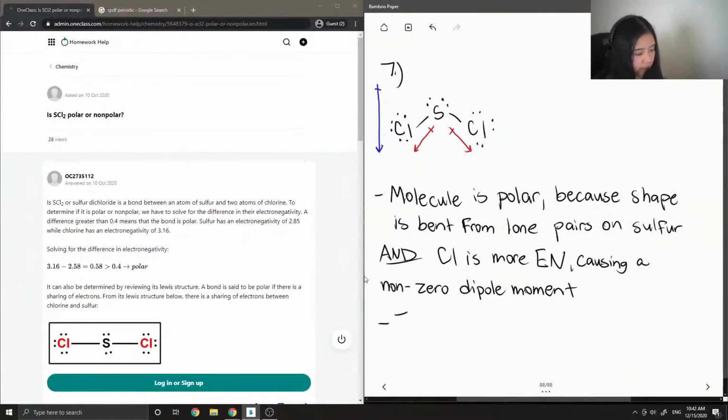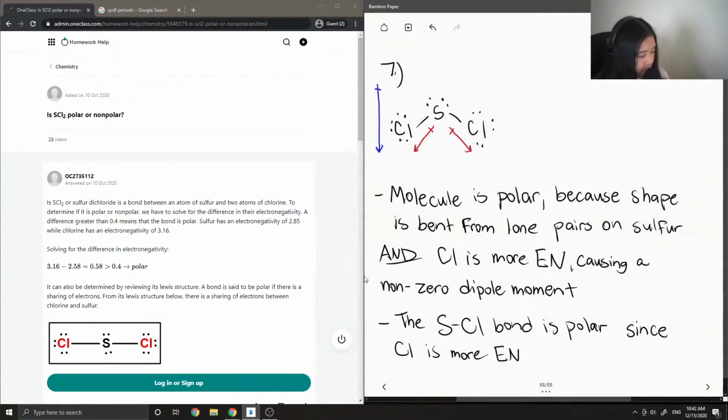Okay, so I'll just also take note that the actual sulfur-chlorine bond is polar as well. Since chlorine is more electronegative than sulfur.